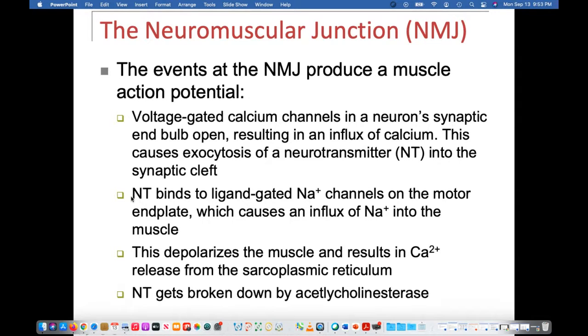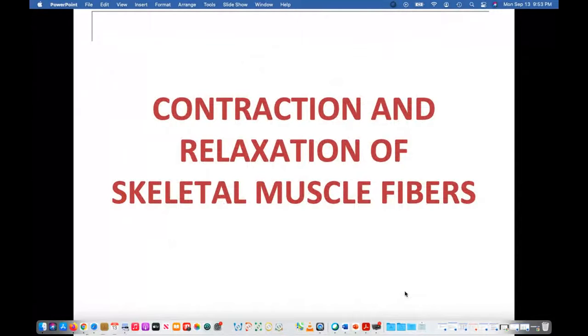Now the acetylcholine, the neurotransmitter, binds to the sodium channels. The sodium channels open, causing an influx of sodium into the muscle. That causes the depolarization or excitation of the muscle, and it then results in calcium release from the sarcoplasmic reticulum. When the sarcoplasmic reticulum releases the calcium, you get a muscle contraction. When you don't need the muscle contraction, the neurotransmitter acetylcholine is broken down by acetylcholinesterase. Okay?